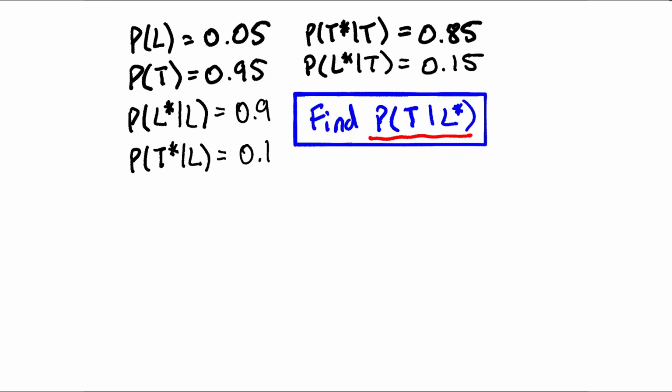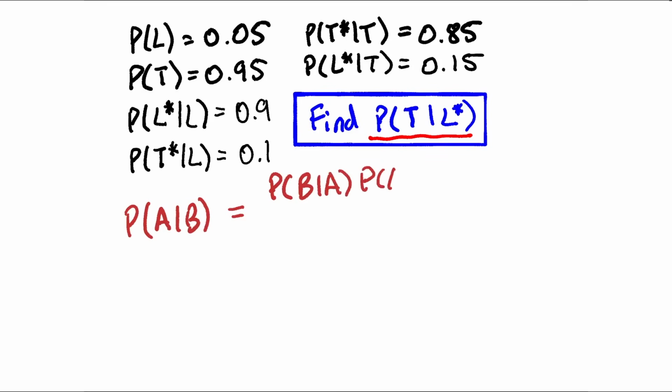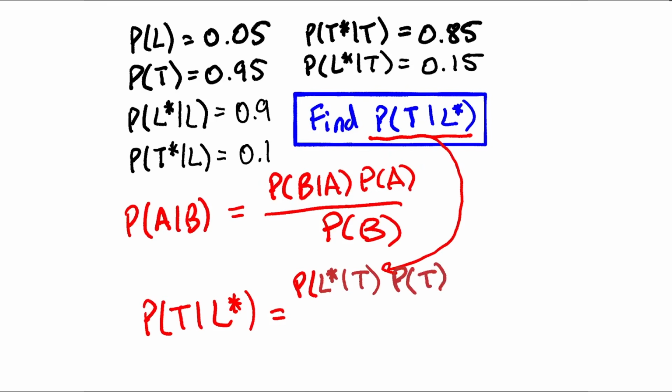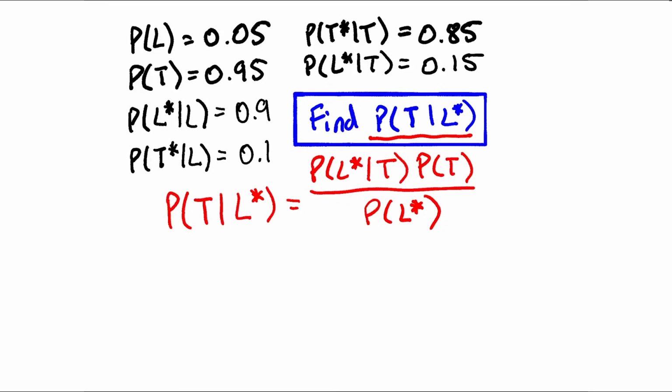So using Bayes' formula, the probability of A given B equals the probability of B given A times the probability of A over the probability of B. So in this case, probability of T given L star is the same as probability of L star given T times probability of T over probability of L star. Okay, so right away, we know this term right here is the same as 0.15. So that's something we can just plug in.